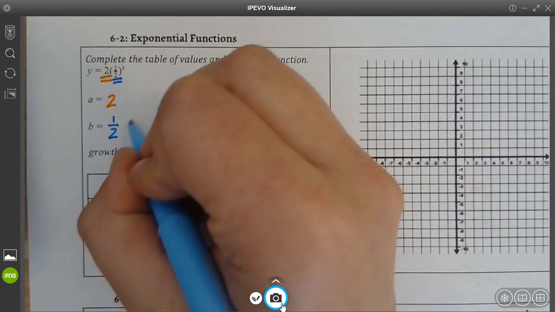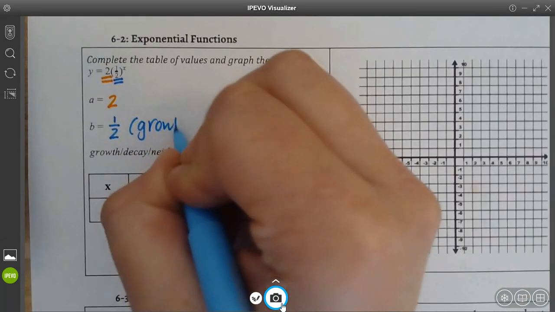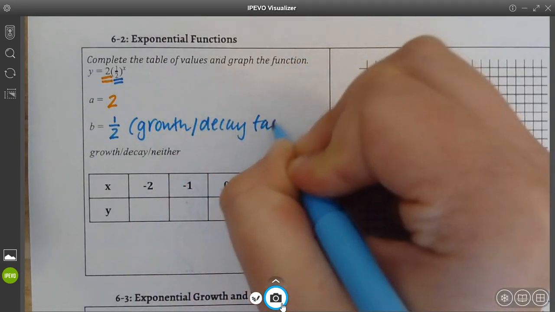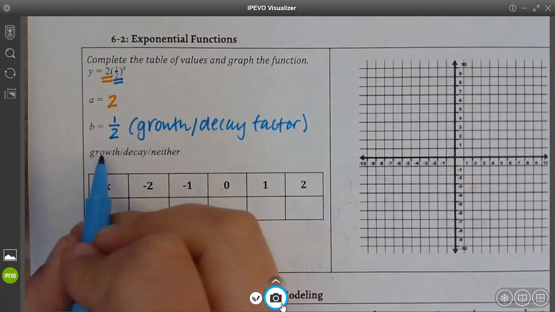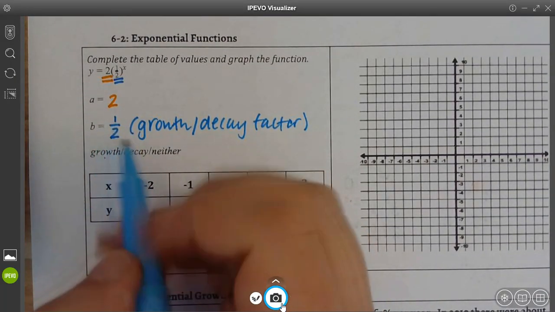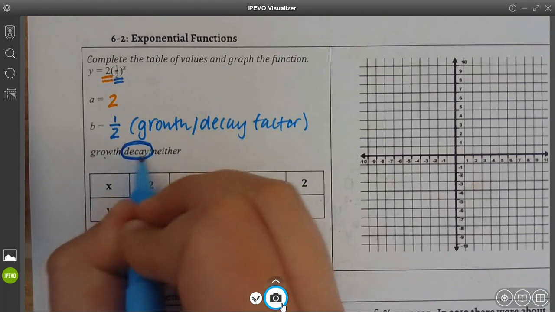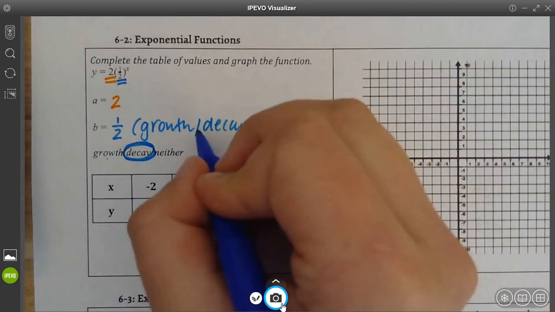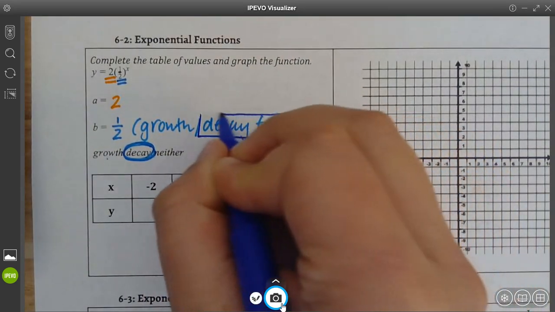And this is what we call the growth/decay factor. And this lets me know whether it's growth, decay, or neither. If it is a fraction, then it's decay. I'm thinking it's decreasing, it's getting smaller. If it was a whole number, it would have been growth. But in this case, it's the decay factor.